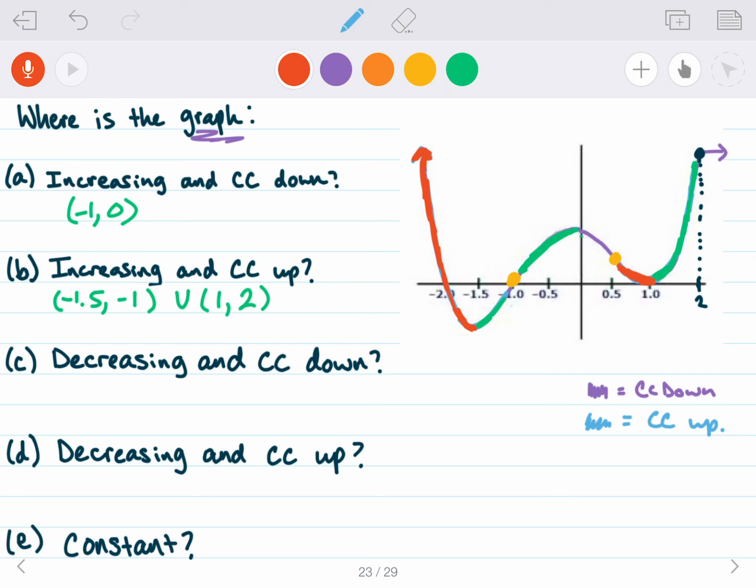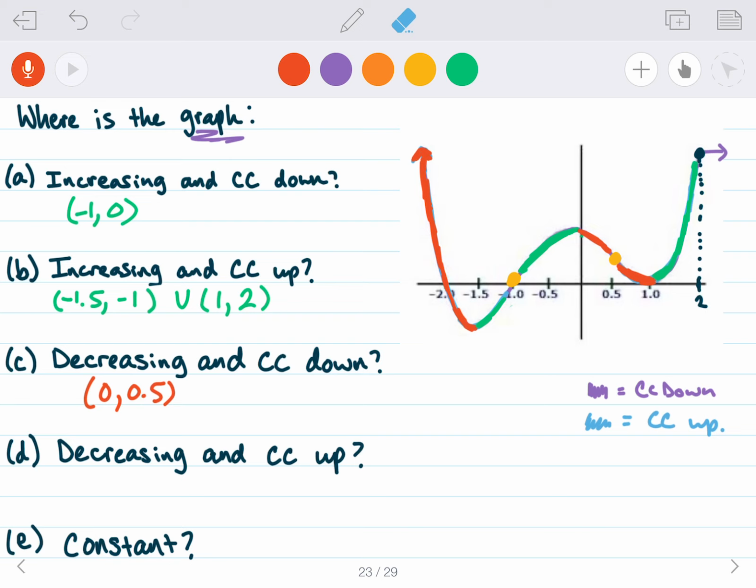Decreasing and concave down. Well, the only other part where it's concave down is this purple region, and we can see that the height is getting lower as x moves on. So this happens from x equals 0 to approximately x equals 0.5. Decreasing and concave down. What about decreasing and concave up?